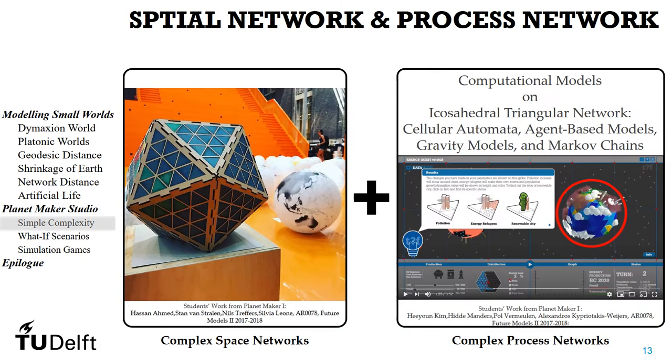The gist of the course Future Models in the Planet Maker Studios was to combine complex space networks modeled on polyhedral globes and complex process networks in physical board games and digital simulation games. In a short presentation, I cannot possibly bore you with the gory details of how we actually made the simulation models, but I can at least give you some hints and an example. We use cellular automata, agent-based models, gravity models, and Markov chains in particular to simulate diverse phenomena related to climate change, agriculture, migrations, trade flows, and their effect on the planetary landscape. In other words, the common denominator of all models was the changes made on the landscape, technically called the finite colored land use labels of the triangular cells of the polyhedral globes.